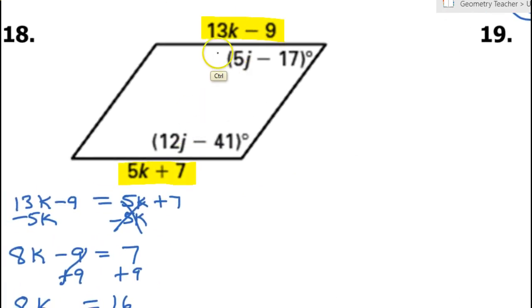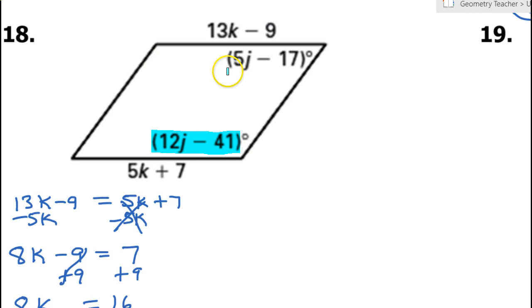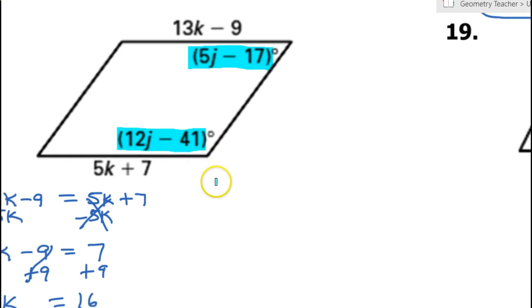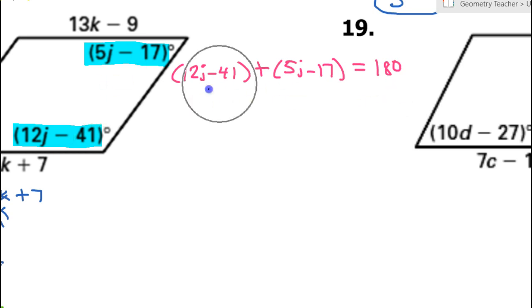Now finally I have consecutive angles. And we have learned that consecutive angles, such as these, are supplementary. Okay, so I'm going to try to squeeze this in right here. They're supplementary, so these have to add up to 180. So I'm doing 12j minus 41 plus 5j minus 17 is equal to 180. Consecutive angles have to be supplementary. They have to add up to 180.